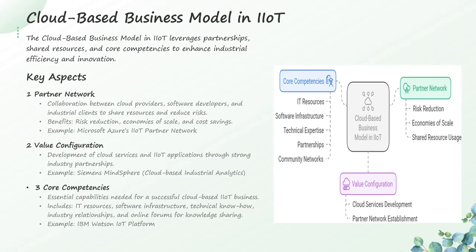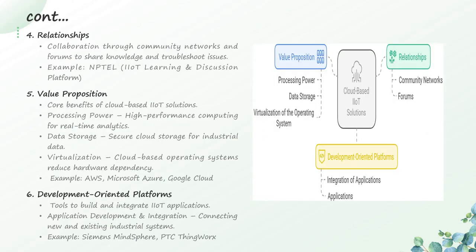The example is IBM Watson, that is, the IBM Watson IoT platform, which provides cloud-based AI-driven analytics while leveraging partnerships and community networks. Then fourth is the relationships. Here, these are the connections between businesses, developers, and users that drive cloud-based industrial IoT solutions.